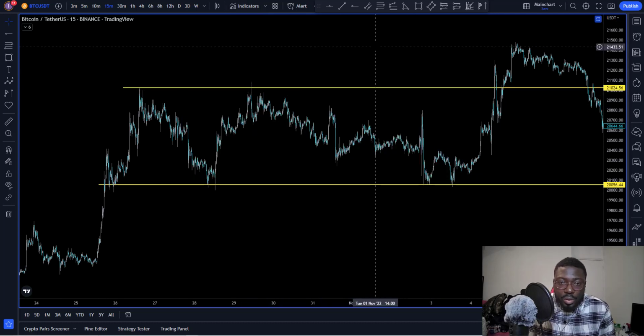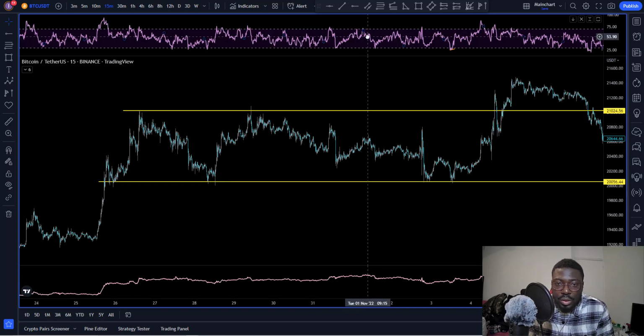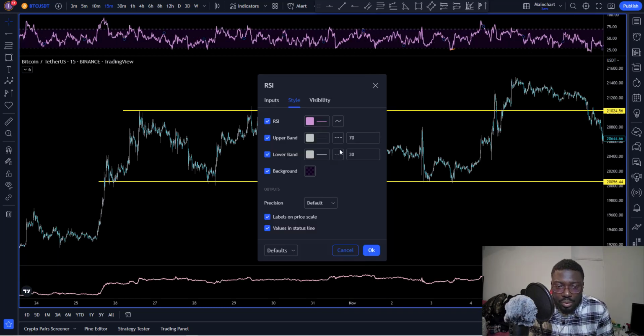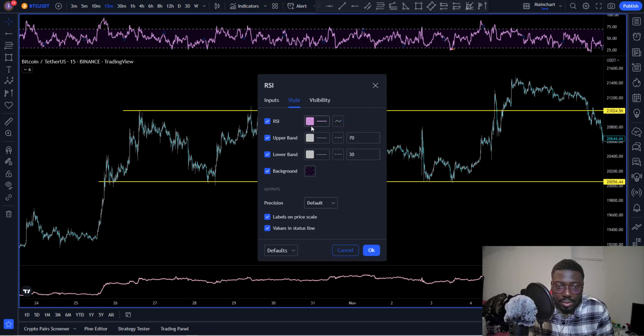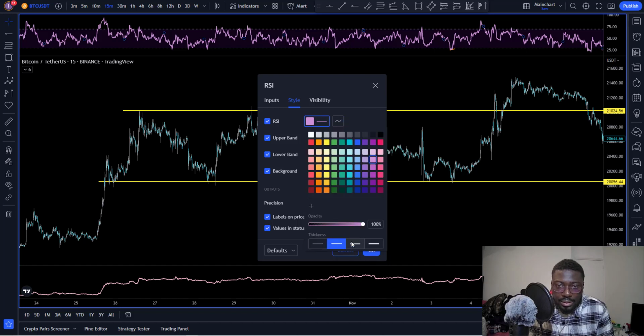I'm not using any configuration. I only changed the color of my RSI and also increased the line size. I think that's the only thing I did. I increased the line size so it's going to be more visible for me.